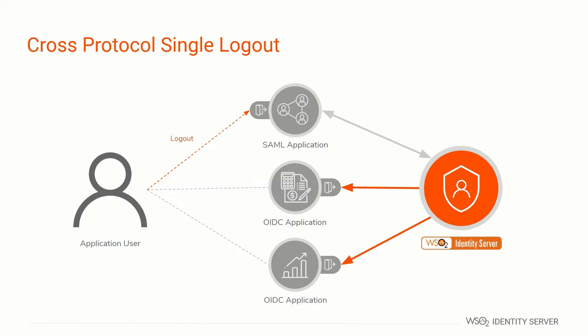For example, suppose that you have logged into two applications that use two different authentication protocols, say SAML and OIDC, from the same browser using SSO. With cross-protocol single logout, when you log out from one of these two applications, you will be automatically logged out from the other application despite the protocol difference.